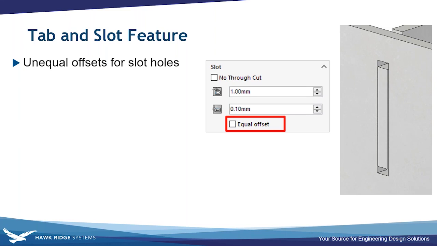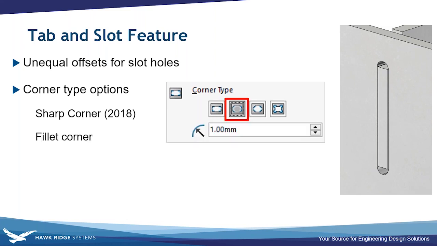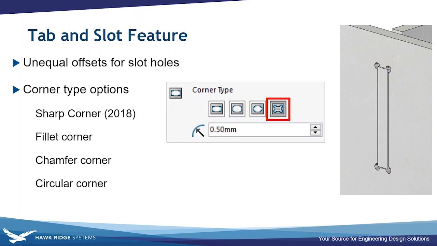Corner types. In 2018, you could only do the sharp corner, but that's hard to program on your cutting machines. They don't like to stop and make that hard right angle turn. So now with the click of a button, you can fillet the corner, you can chamfer the corner, and you can add a circular corner to get the nice kind of dog bone shape there. Just making it a lot easier for your tooling or your CNCing, your machine paths.